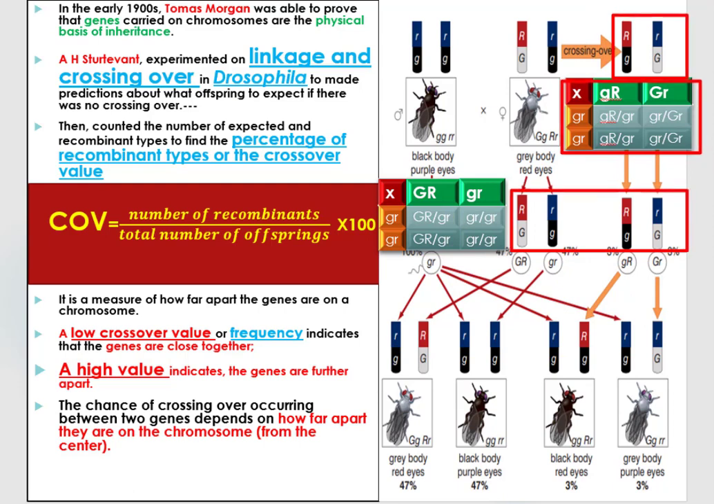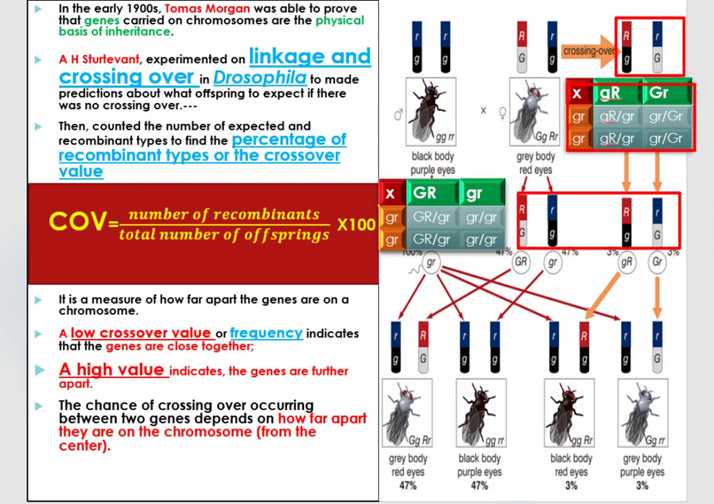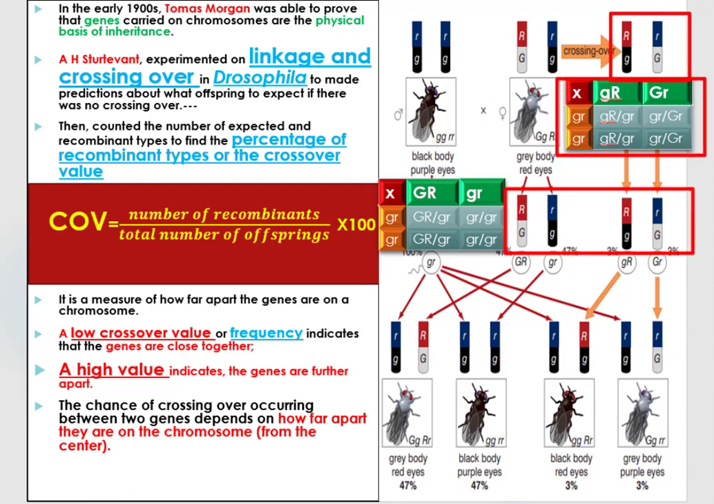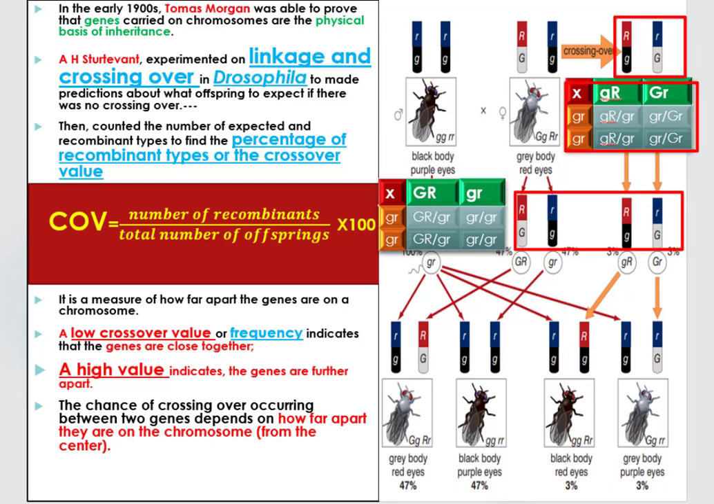If gametes of black body purple eyes, that is gamete small g small r and small g small r, randomly fuse with the recombinant gametes of gray body red eyes, which is small g capital R and capital G small r, half of the offspring could be black body red eyes and half of the offspring could be gray body purple eyes. Recombinant individuals of fruit flies, which are black body red eyes and gray body purple eyes, occurred in the fruit fly population due to crossing over.